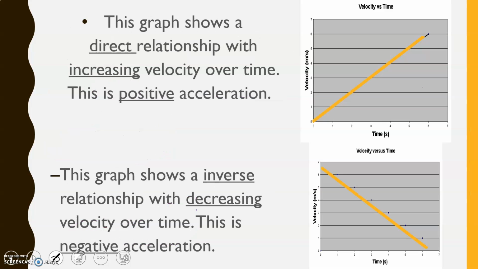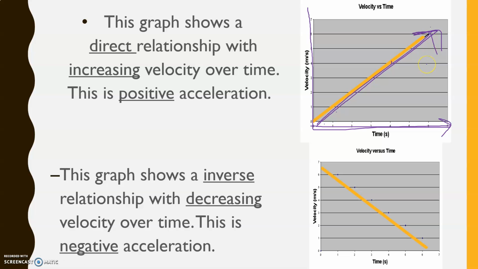All right, this top graph, another velocity versus time graph. And as you can see, we have a positive slope. This graph shows a direct relationship with increasing velocity because as time goes on, the velocity is increasing. We go from 0 to 1 to 2 to 3 to 4, 5, 6. We are increasing. So we are increasing velocity over time. That is a positive acceleration.